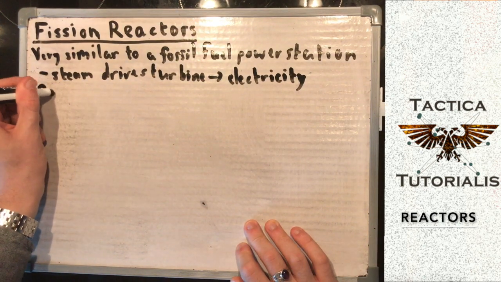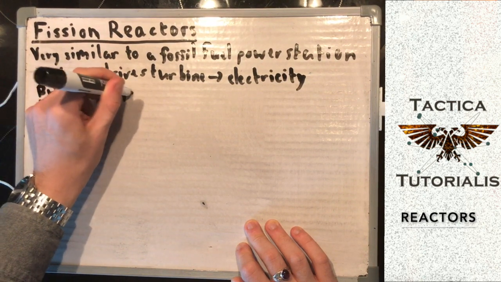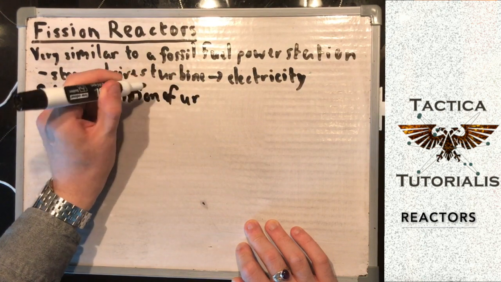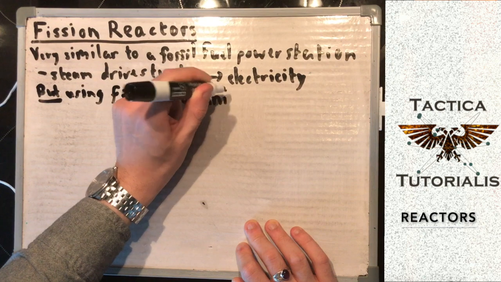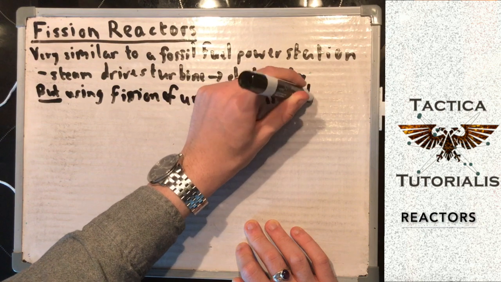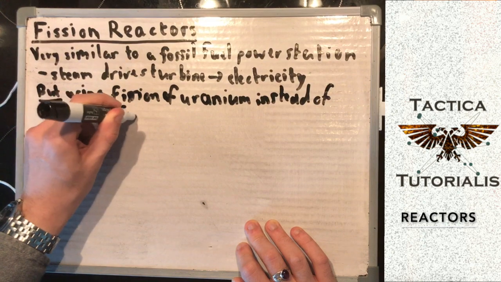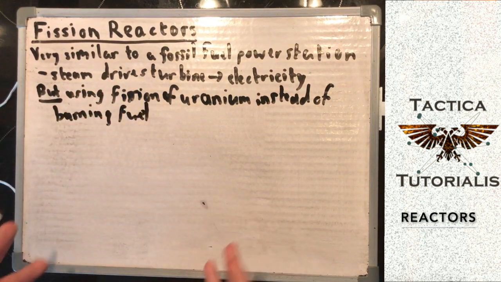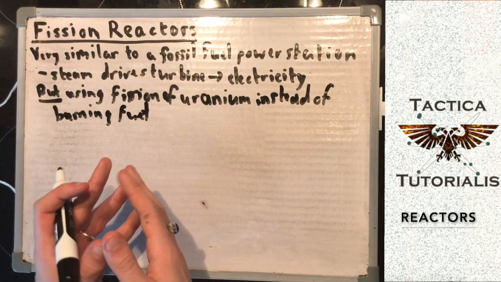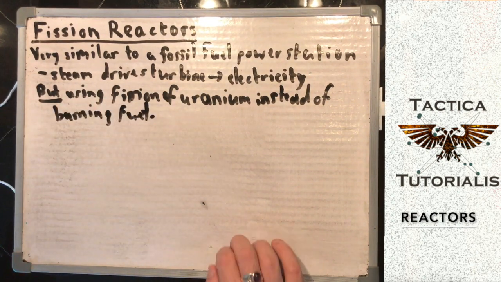But using fission of uranium, it's usually uranium. You may also find plutonium, but very often you will find uranium instead of burning fuel. Like I say, it's a very similar concept as a power station. In fact, you only have to swap out the furnace or wherever else you're burning the fuel for a fission reactor. But there's a lot going on in that reactor.